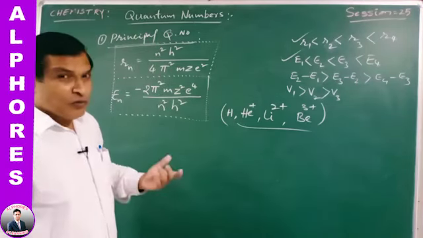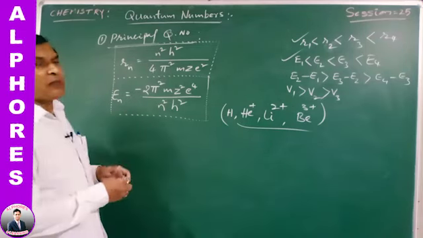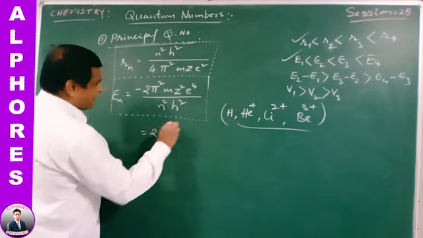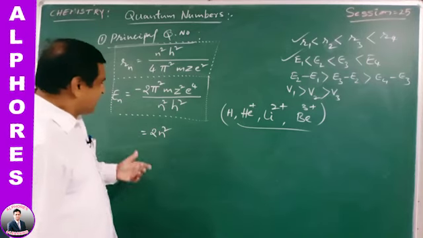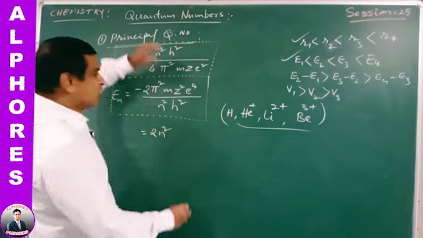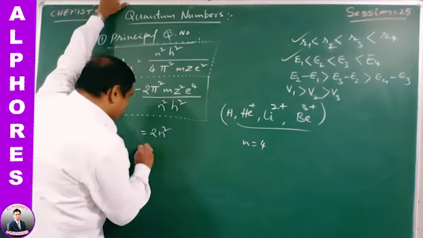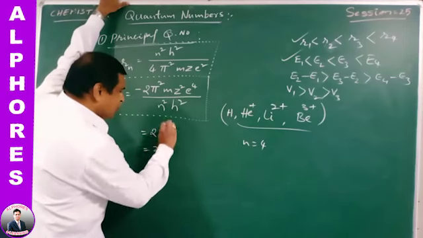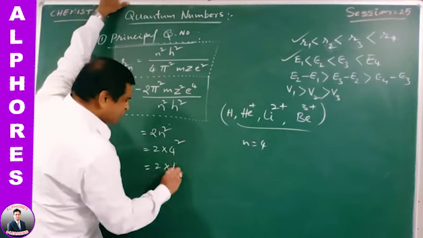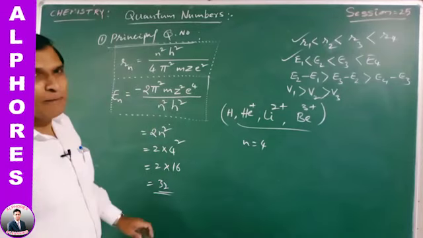We can also say that the Bohr-Bury principle is mentioned: the maximum number of electrons present in an orbit is equal to 2n square. Based on the orbit, it is 2n square. For example, in the fourth orbit, that is n equals 4, how many electrons are present? It is equal to 2 into 4 square, that is 2 into 16, which equals 32 electrons.